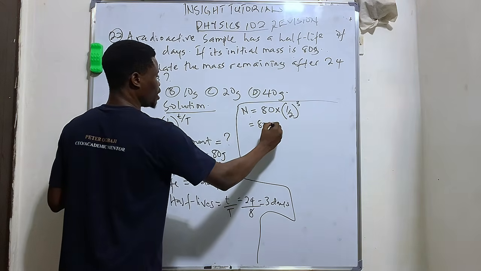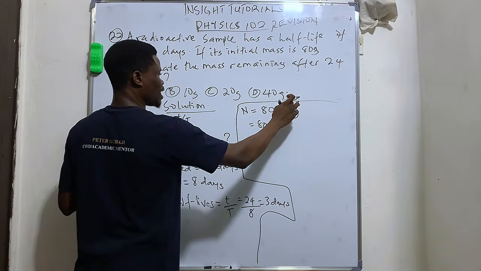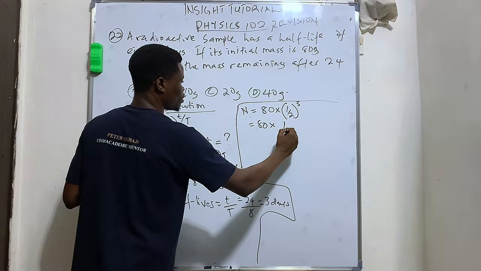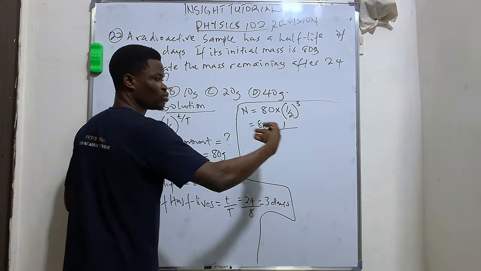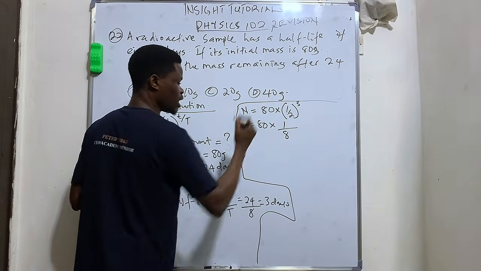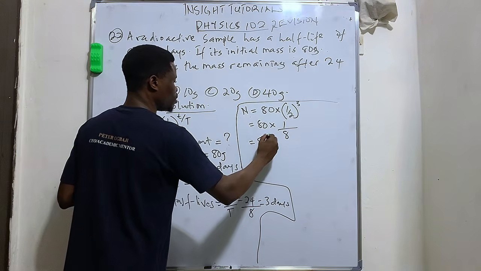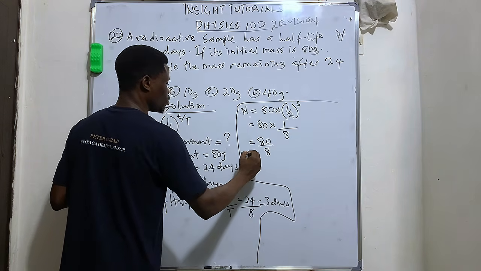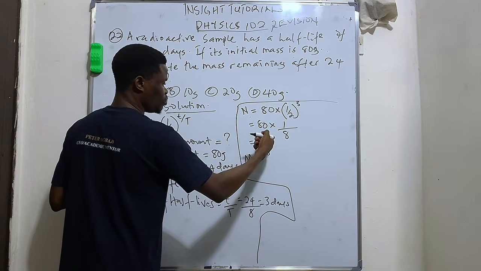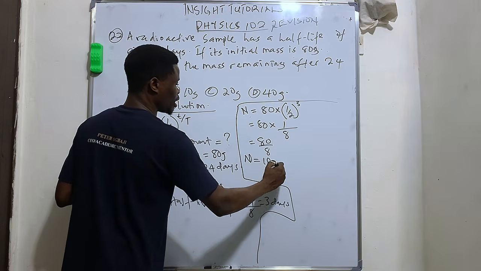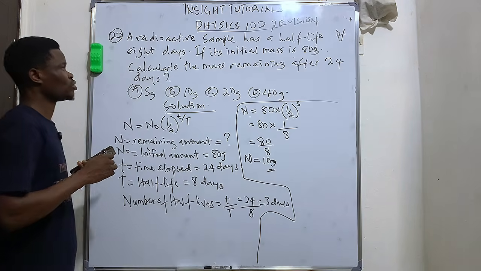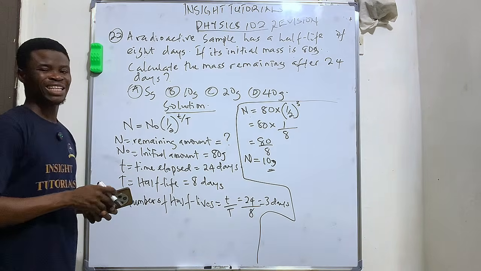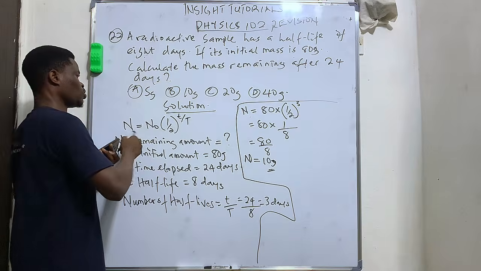So this is going to be 80 times 1 cubed, which is 1, all over 2 times 2 times 2, which is going to give us 8. All right, so this is going to be 80 divided by 8. So our amount remaining, if you do 80 divided by 8, is going to give you what? 10 grams. So the mass that will be remaining after 24 days is 10 grams. So our correct option is option B.